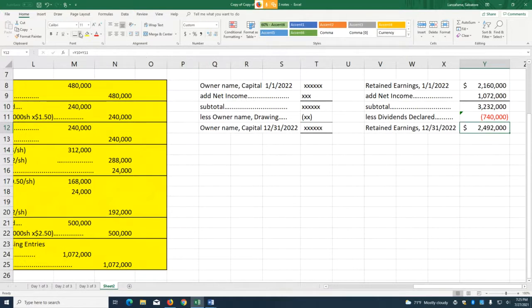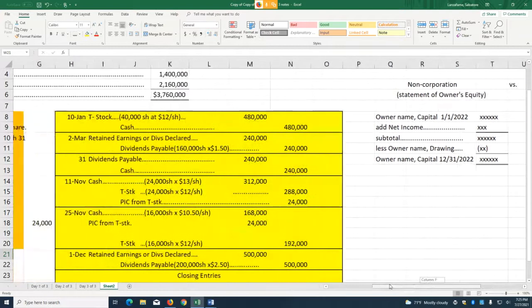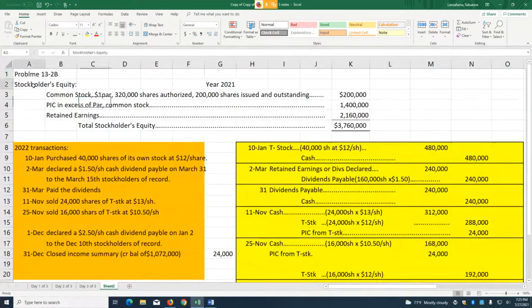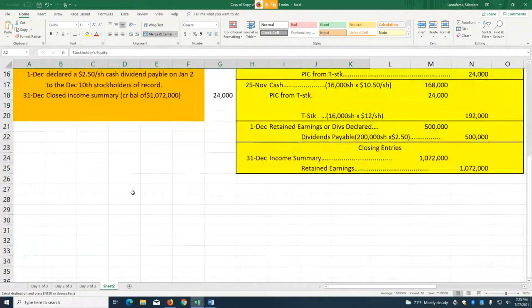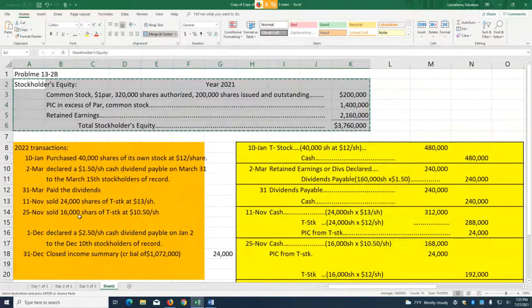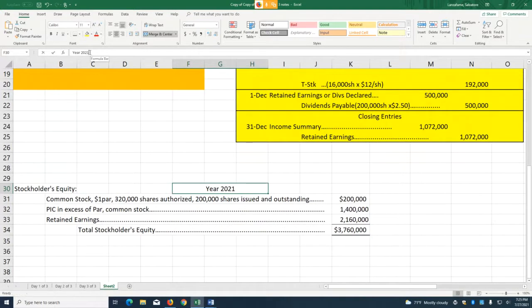So what you used to know as the statement of owner's equity is now the statement of retained earnings in a corporation. In terms of the heading, it would be company name, statement of retained earnings, and the long date. Okay, and then the last question they asked us for was a new one of these, except it would be for the year 2022.